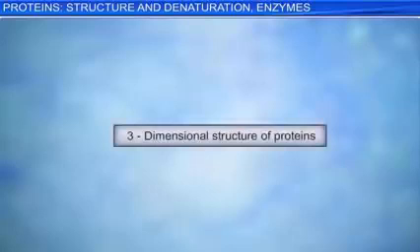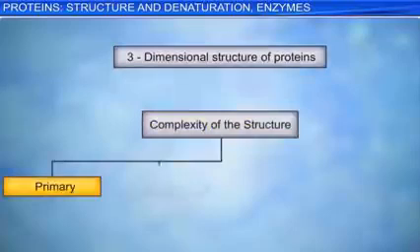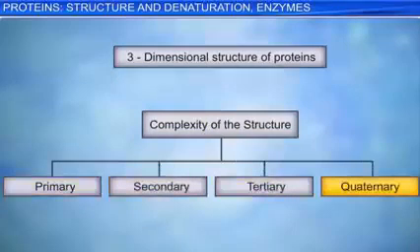Let us now discuss the three-dimensional structure of proteins. The structure of proteins is studied at 4 different levels, in the ascending order of their complexity, as primary, secondary, tertiary, and the quaternary structure.